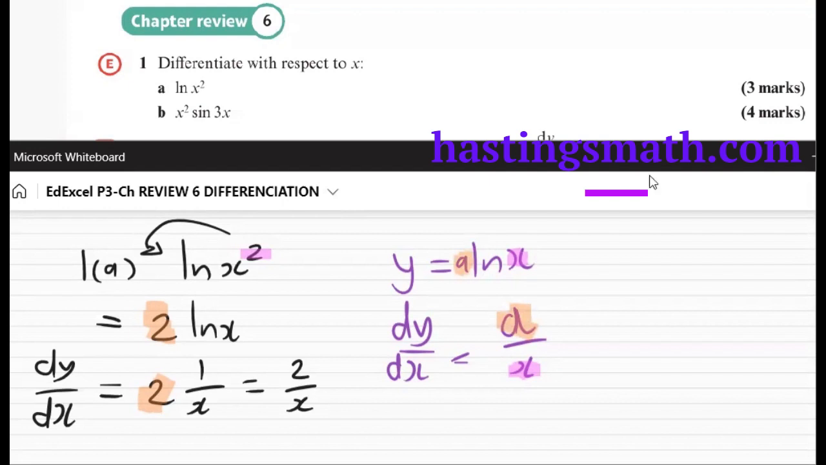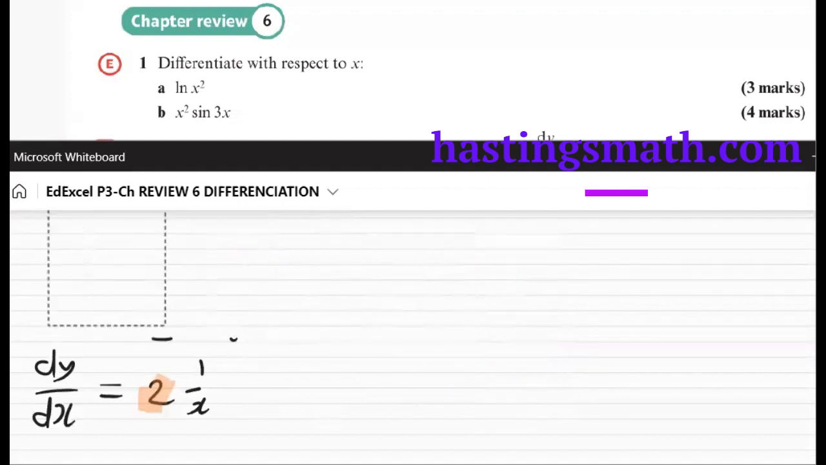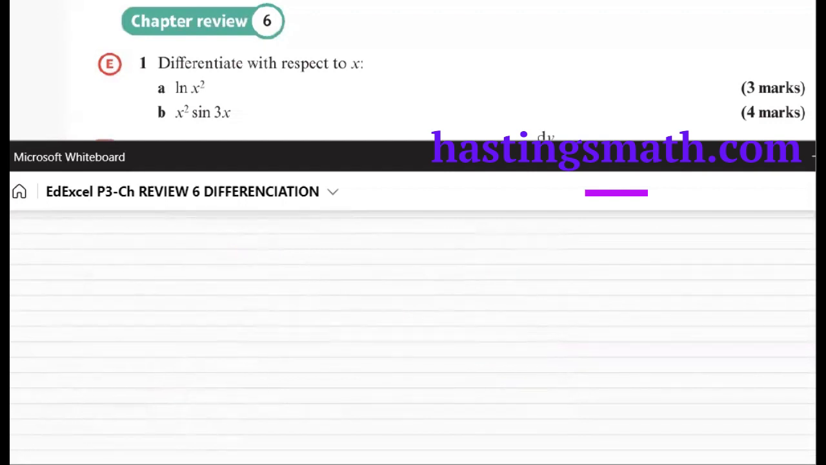So that's the first one. The second one, b, x squared sine of 3x.